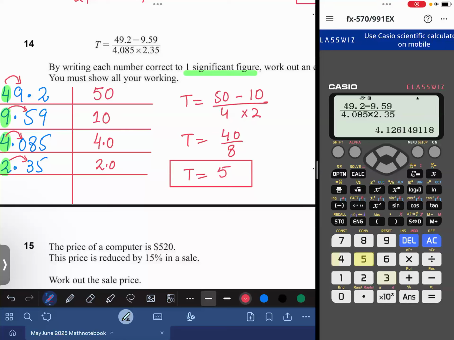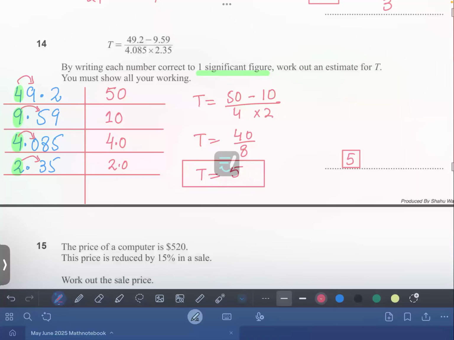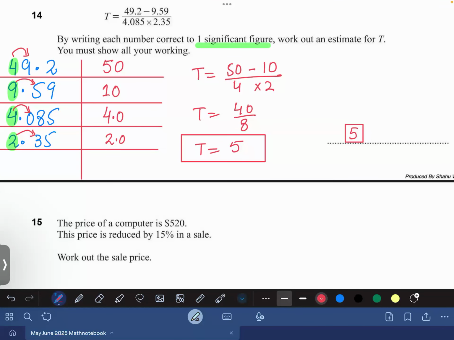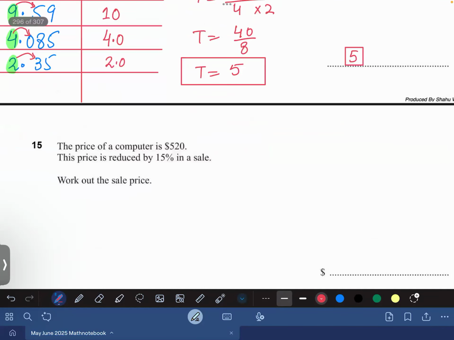But this is after too much calculation. And we got the estimated answer as 5, which is closer to the accurate answer. We do use estimation in our daily life as well, while shopping and these things. Okay, दोनों आंसर सही हैं.